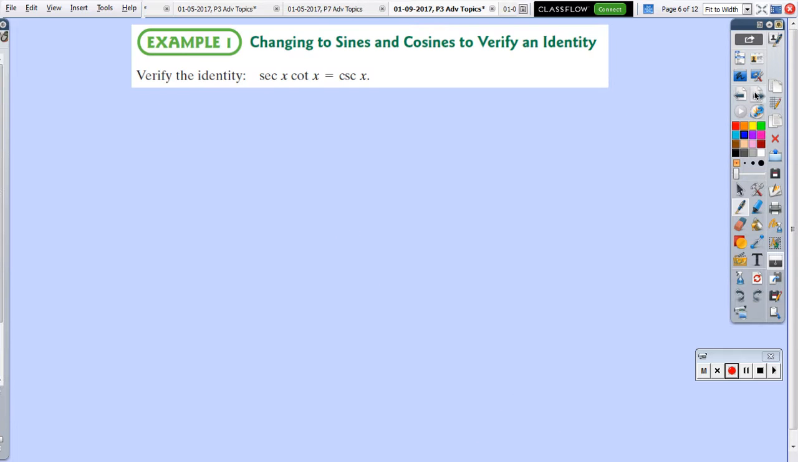Example 1. Verify the identity. Secant x times cotangent x equals cosecant x. And they're already kind of leading you, telling you what to do. They say changing to sines and cosines to verify an identity. So we'll go down that path and see what happens. For right now, I want to do step by step. Some of you may feel comfortable substituting values in from identities all in one step, but we'll go ahead and do step by step. Yes? Secant of x times the cotangent of x equals cosecant of x, yeah.